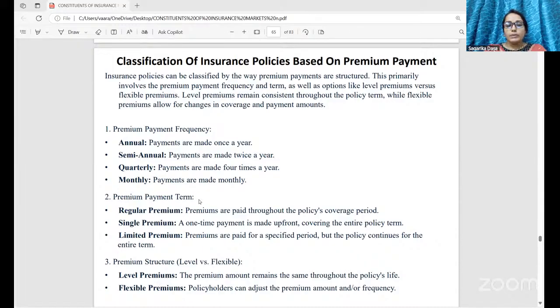Another type of premium payment is regular, single, limited. Regular premium is paid throughout the policy coverage period. Suppose it is for 20 years, if we are paying throughout the policy period, it comes under regular premium. Single premium: if the entire premium is paid at one time, covering the entire policy term, we call it single premium. Limited premium is set for a specific period, but the policy continues for the entire term. The premium payment will be for a limited period of time, but the policy will continue for the entire term. That is called limited premium.